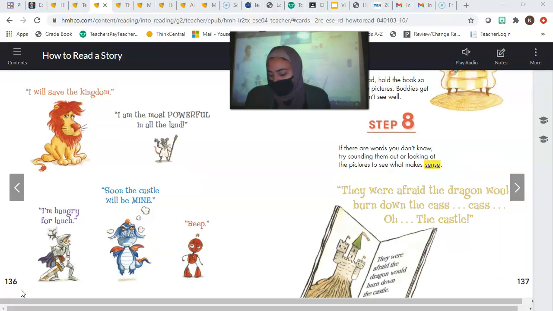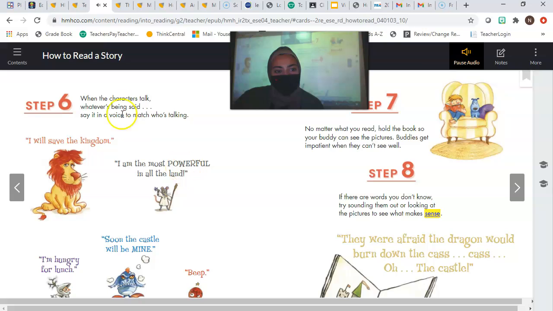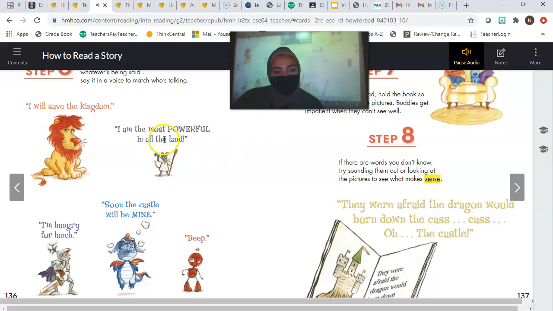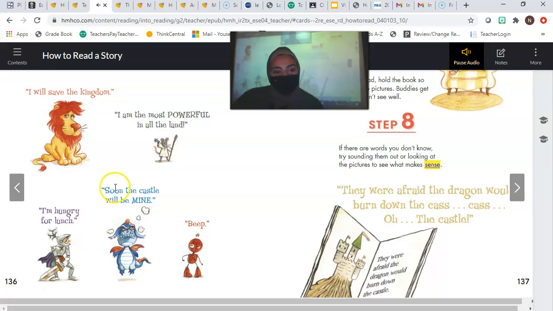Okay, so moving on, the next one says you have to read page 136 to 139. So let's look at page 136. Step 6. When the characters talk, whatever's being said, say it in a voice to match who's talking. I will save the kingdom! I am the most powerful in all the land. I'm hungry for lunch. Soon the castle will be mine.